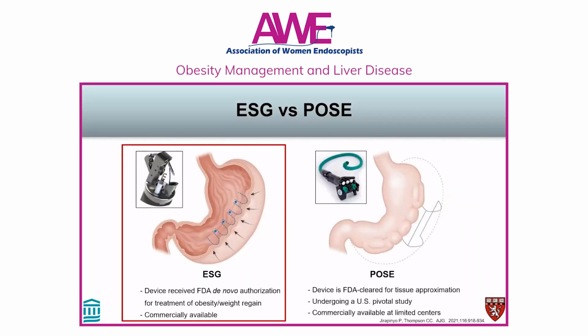Now, moving on to ESG and POSE. These are endoscopic weight loss procedures where we use a suturing or plication device to reduce the gastric volume by about 70%. For ESG, we use the OverStitch suturing device, which recently received de novo authorization for the treatment of obesity. It's widely commercially available.